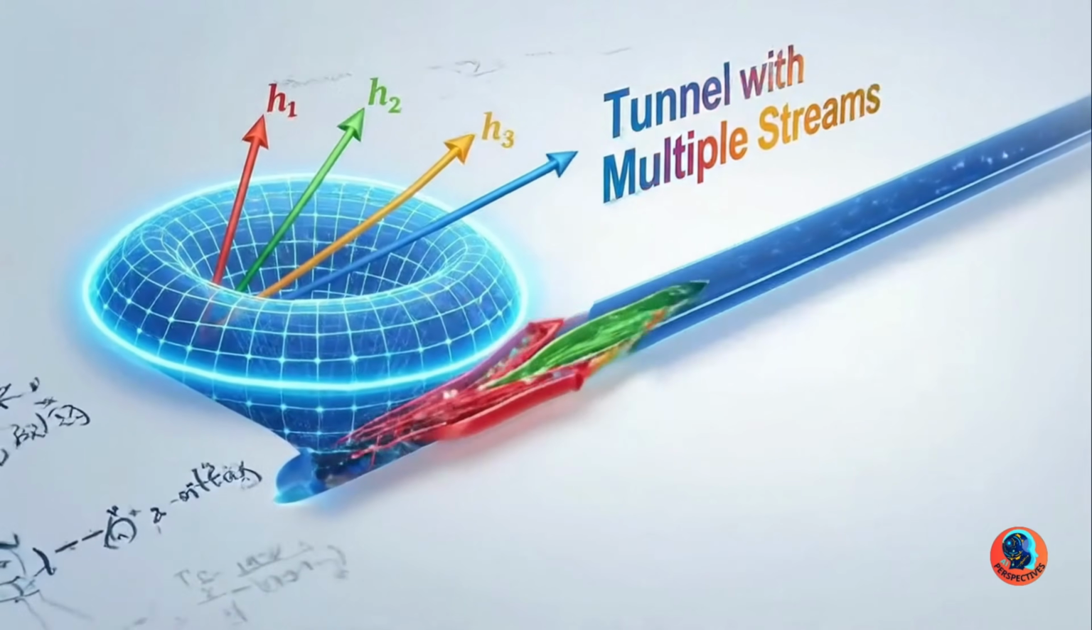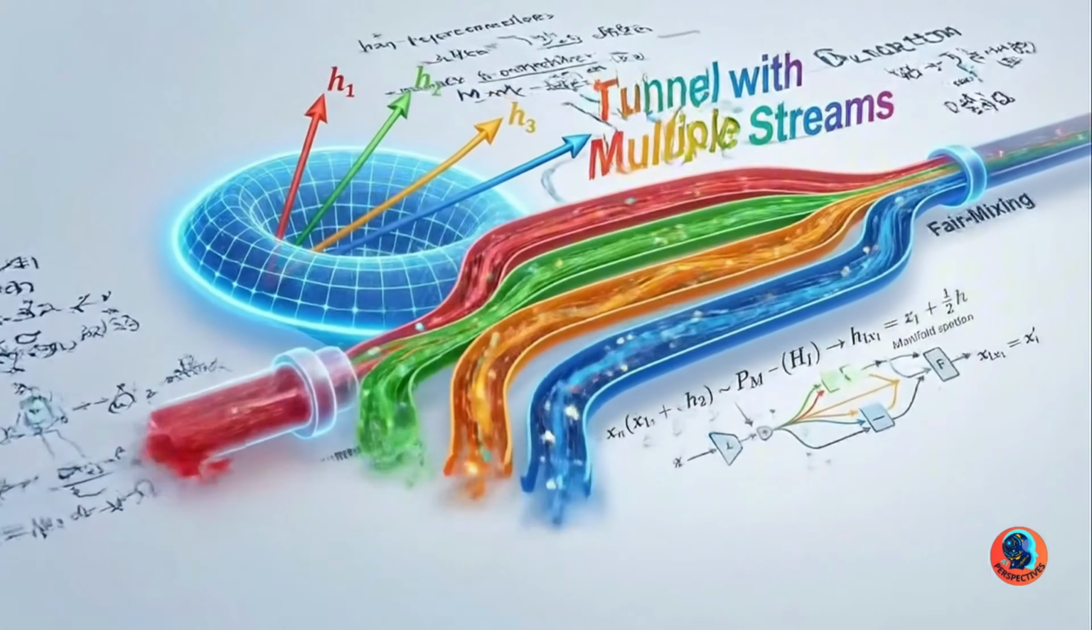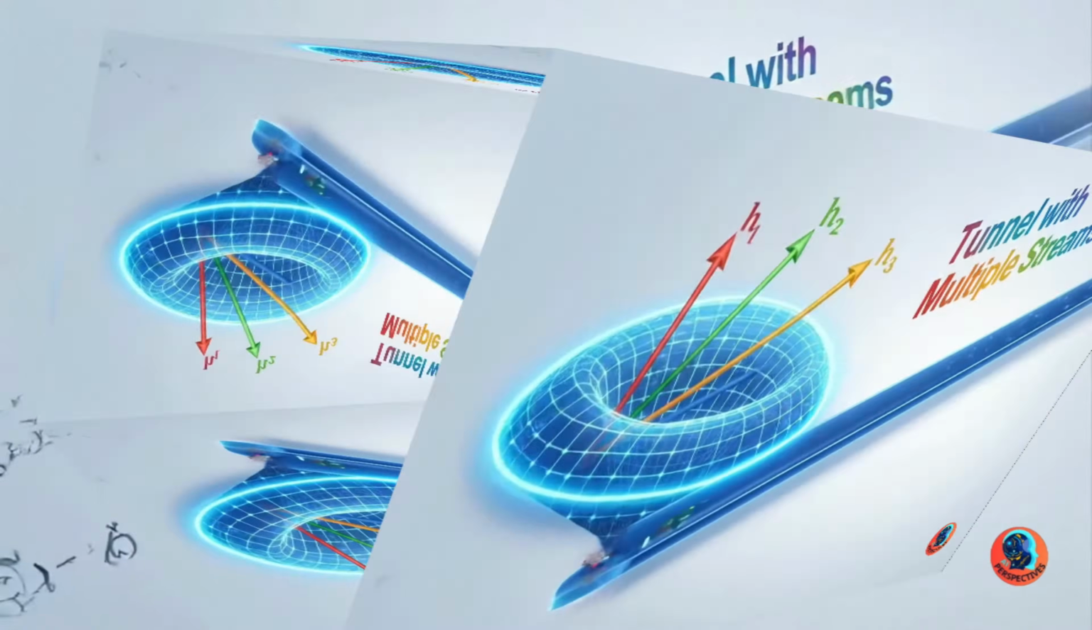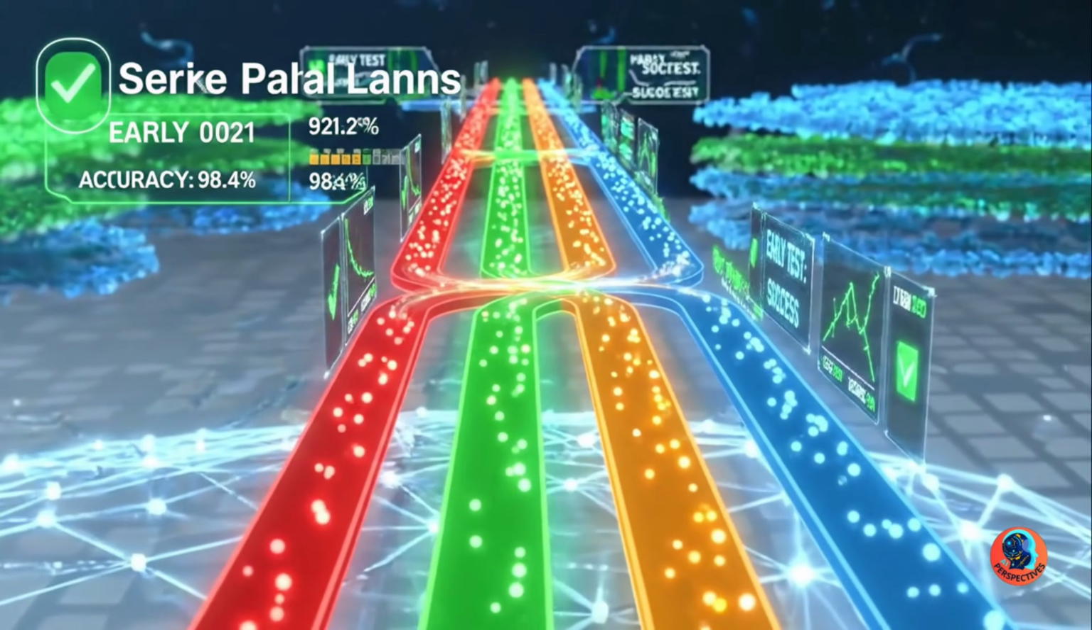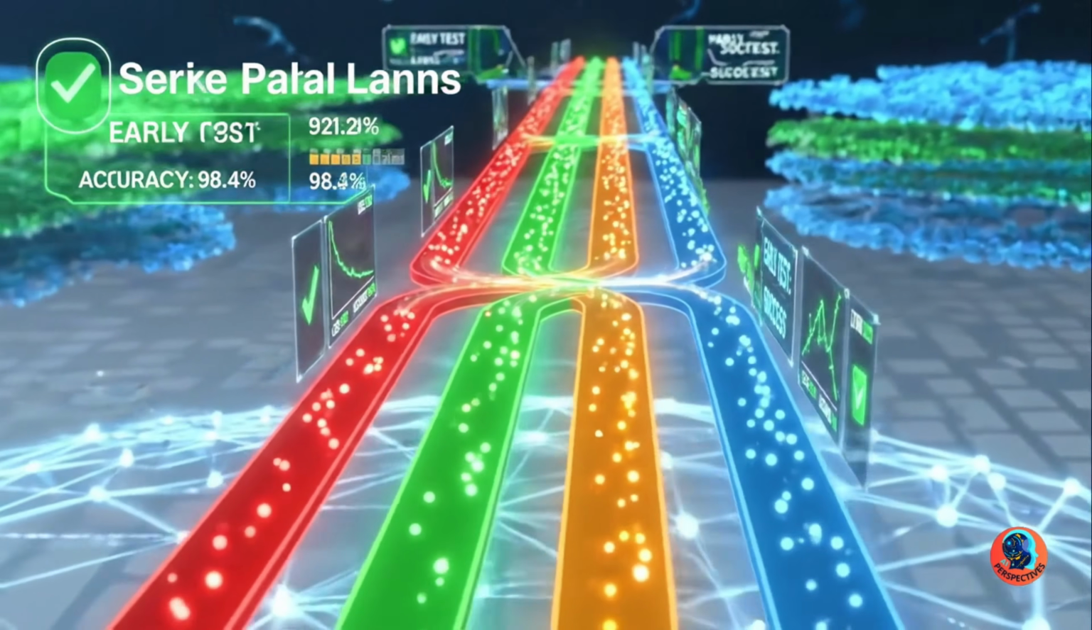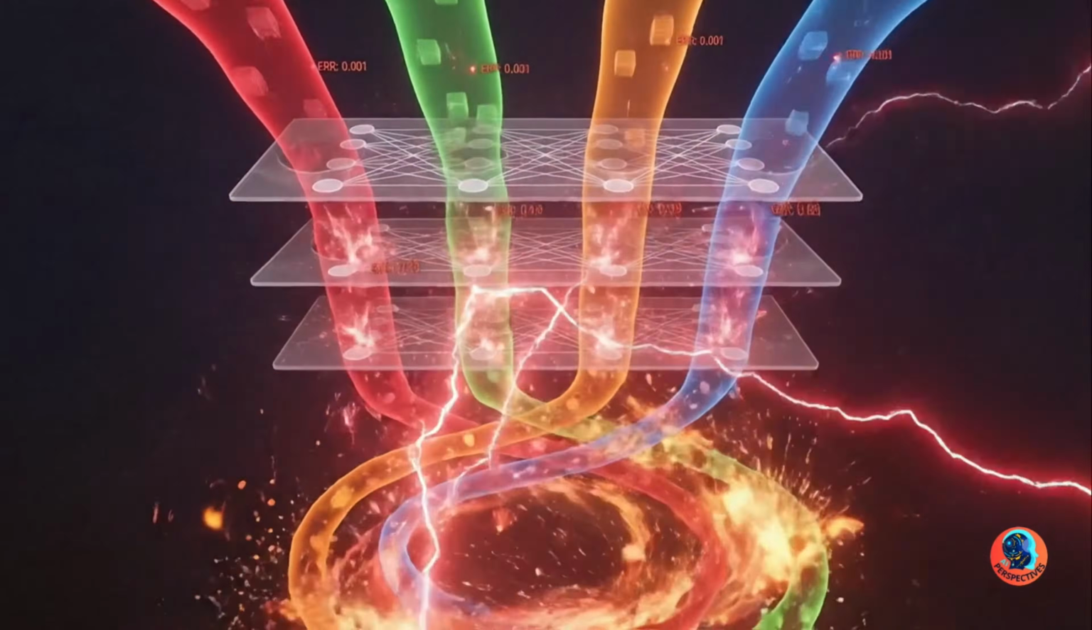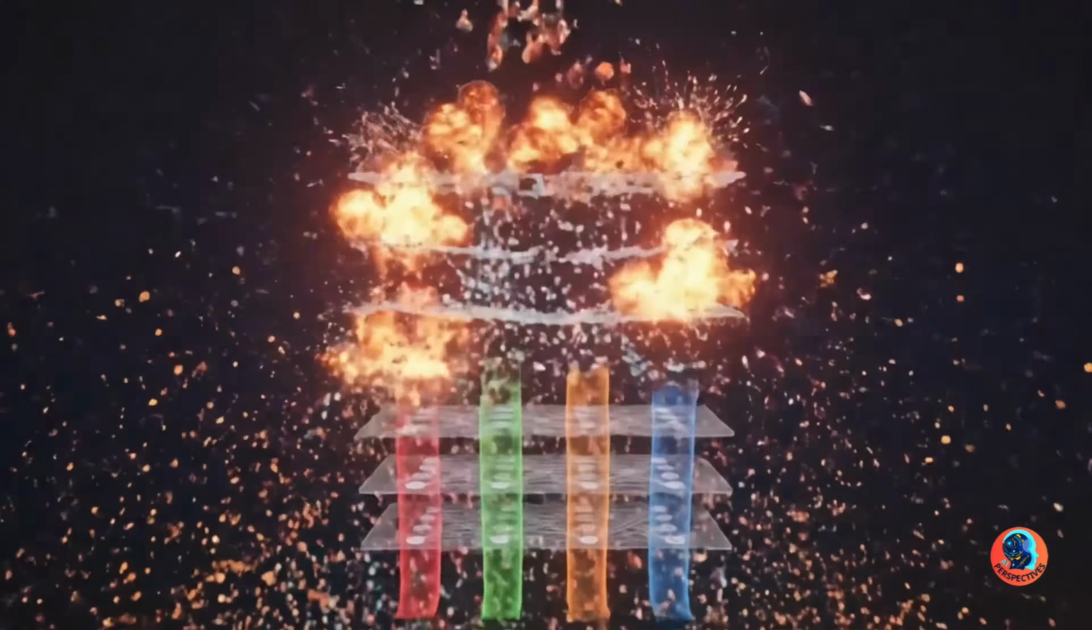Researchers wondered, what if we widen that tunnel with multiple streams? This idea, called hyperconnections, sounds great on paper. Instead of one path, imagine several parallel lanes mixing information. In early tests, training looks fine, but as you push the model, those unconstrained streams start to misbehave.